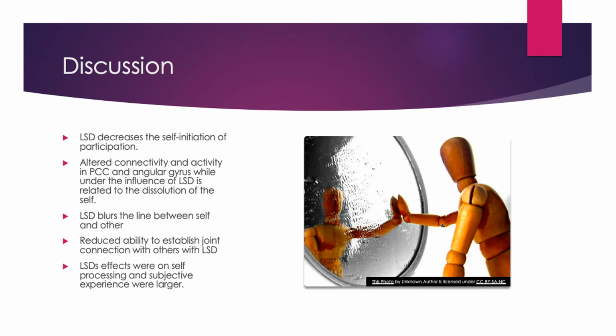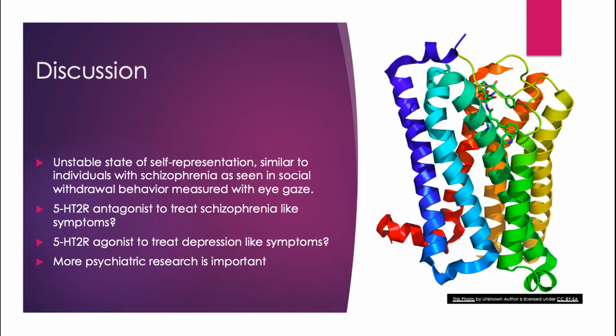Overall, it is important to recognize that LSD loosens one's self boundaries by dampening the connection of self to other activity in the related brain areas of the PCC and angular gyrus specifically. LSD was able to reliably produce an unstable state of self-representation, similar to individuals with schizophrenia, as seen in social withdrawal behavior measured with eye gaze.